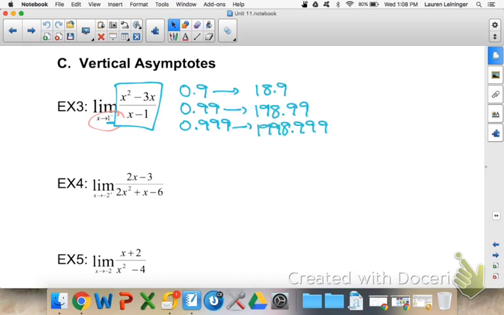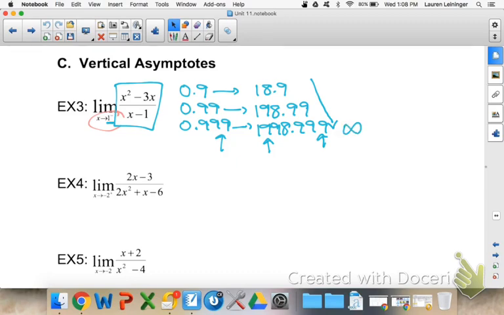So as you can see, when we plug in these numbers, the outputs are steadily getting larger as I look through them. From 18.9 to 198.99 to 1998.999. These are jumping. You're adding 9s to the number that you plug in, and you're also adding 9s in the outputs every time. So in a case like this, if it's getting larger and larger pretty quickly, we would say that the limit is going to go to infinity.